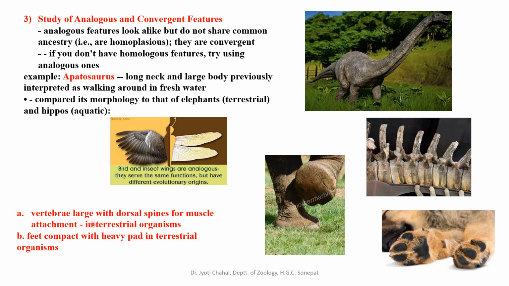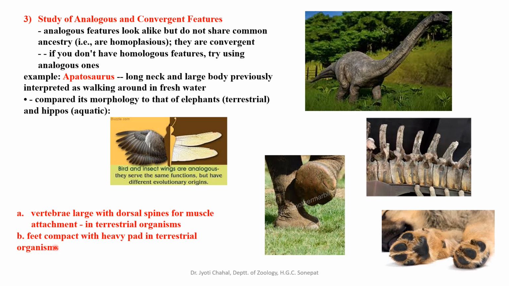Also, there are certain organisms which have large vertebrae with dorsal spines. And what is their function? For muscle attachment, especially in the case of terrestrial organisms. Here you can see the vertebral column of some terrestrial organism, and that is having long dorsal spines. So these are vertebrae, 1, 2, 3, 4, 5 and 6, and these are having dorsal spines. So these processes, these spines, are exceptionally long, and the vertebrae are large, so that they can provide more space for muscle attachment. Why? Muscles are required for movement on land, so they require more space for attachment.